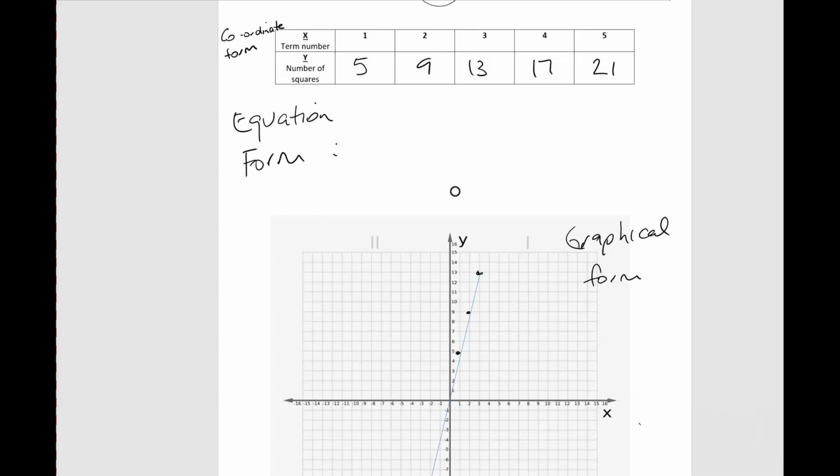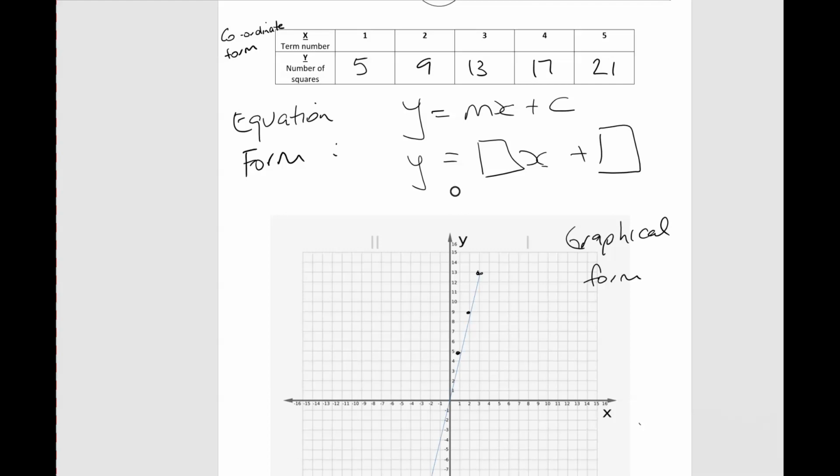So we need to put it into this y equals mx plus c format. So we're going to keep the y and we're going to keep the x so that we can substitute our known values in. We're going to find our numbers for our gradient and our y-intercept.